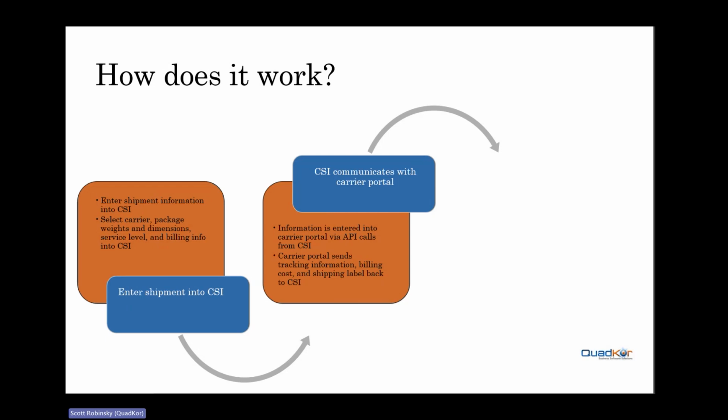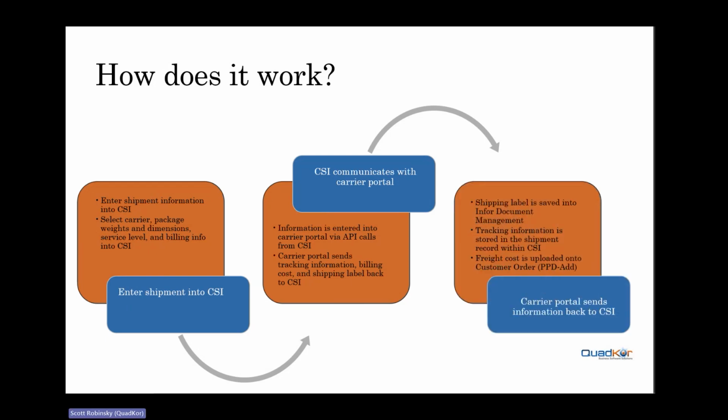It's going to send back information such as the tracking information, the cost of the shipment, and also the shipping label to CloudSuite Industrial. And last but not least, the shipping label is saved into Infor document management. The tracking information is then stored within the shipment record. And again, the cost of the shipment is going to be uploaded to the customer order or service order header.